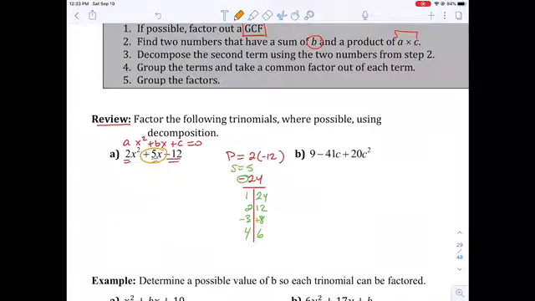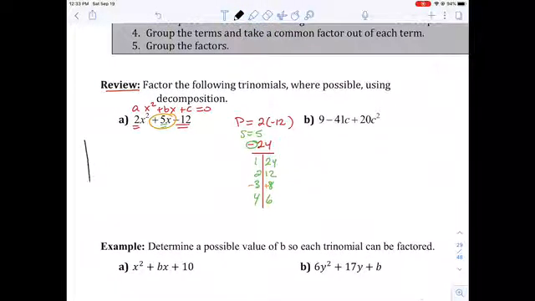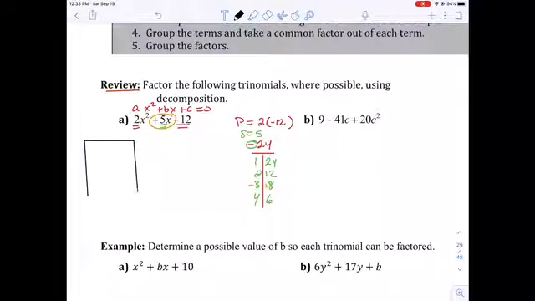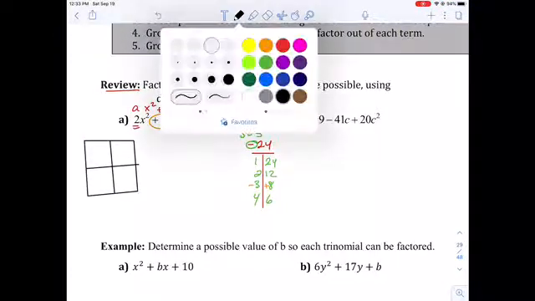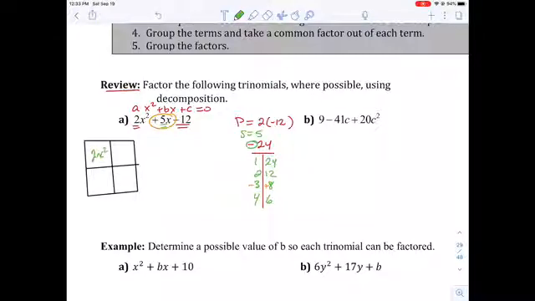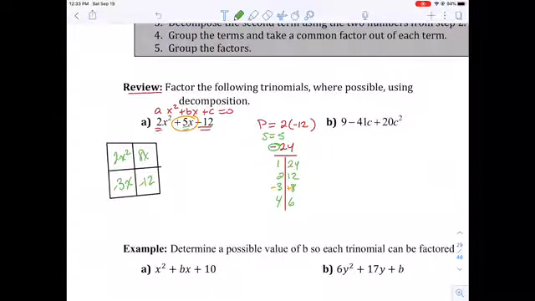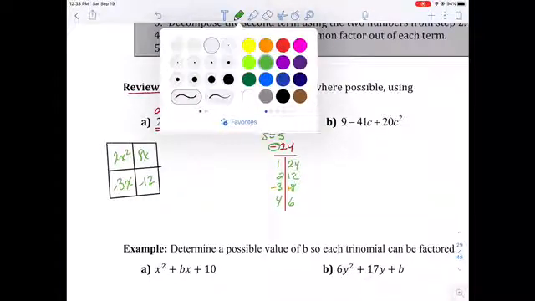Depending on how we set that up, we're going to draw our little box over here. And of course, let's fill this in. We've got our 2x squared, and our negative 12 goes here, and 8x and negative 3x can go in either one of these boxes.